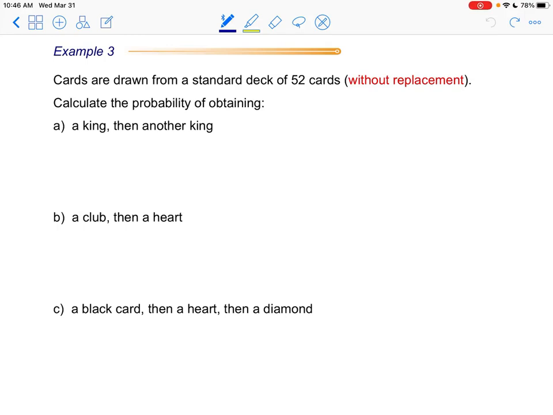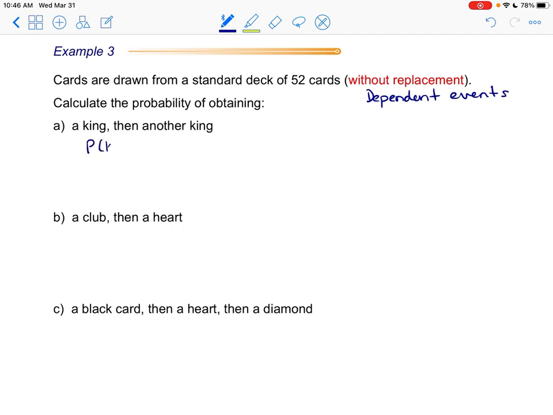So example 3 now says cards are drawn from a standard deck of 52 cards without replacement. Calculate the probability of obtaining a king and then another king. So if you just watched example 1 a moment ago, you know that drawing cards and not putting them back will change the probability. All right, so without replacement tells us that these are dependent events.